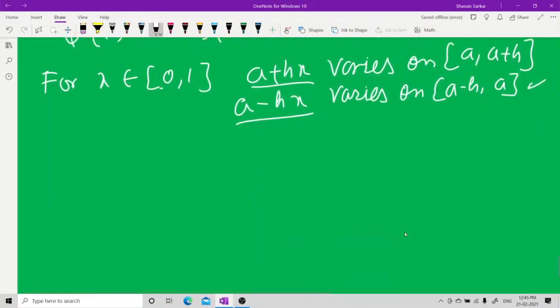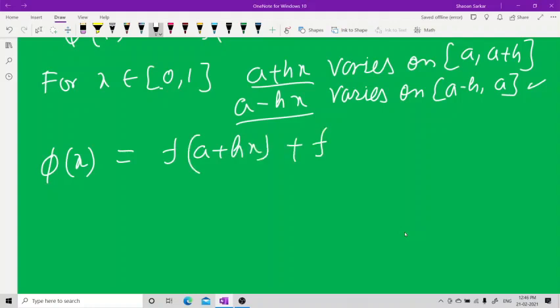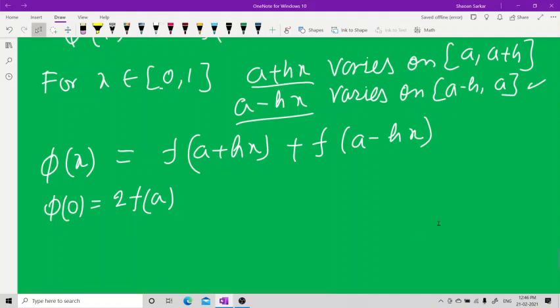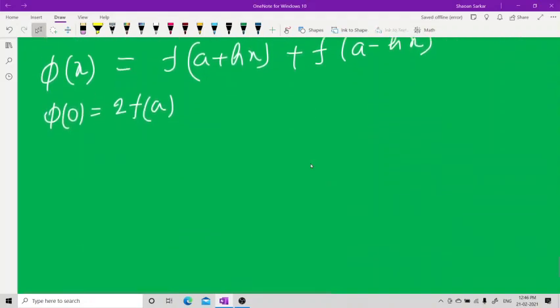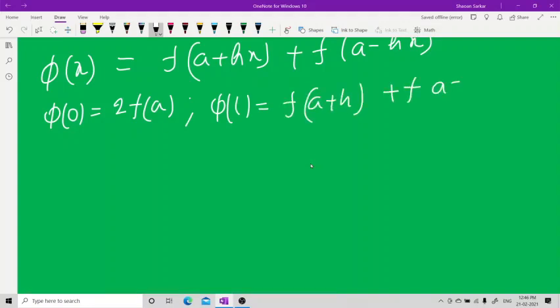Now phi of x is nothing but f(a + hx) plus f(a - hx). Already I have found out phi of 0. Phi of 0 was 2f(a). Look above, this phi of 0 is 2f(a) and phi of 1 I have found out. So just copy them. Phi of 1 is f(a+h) plus f(a-h).